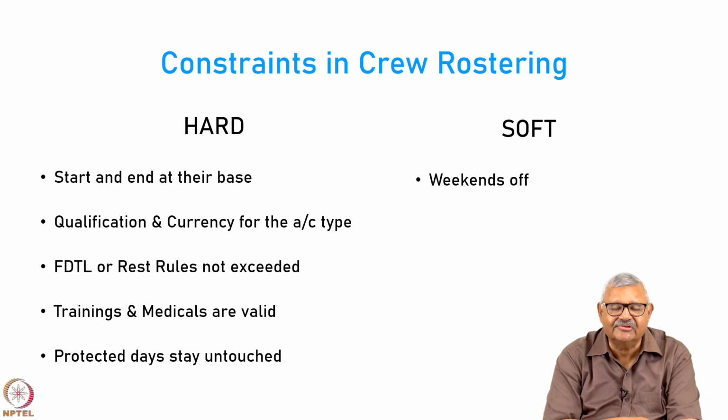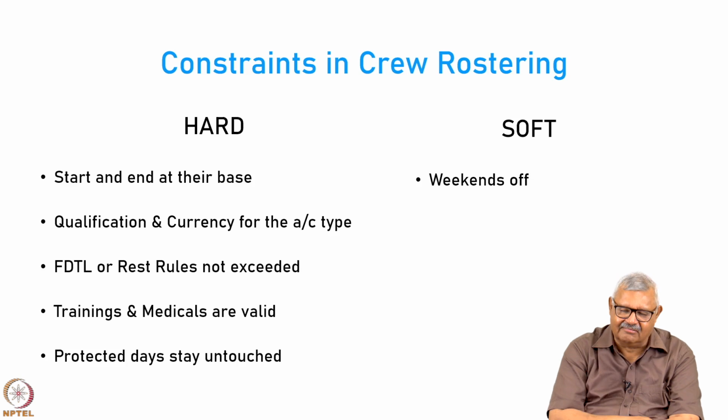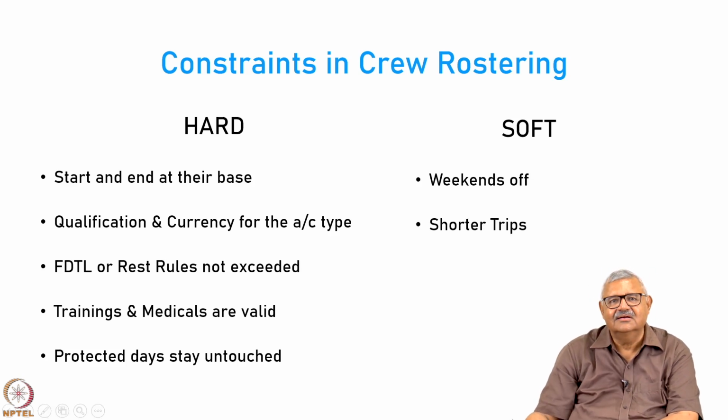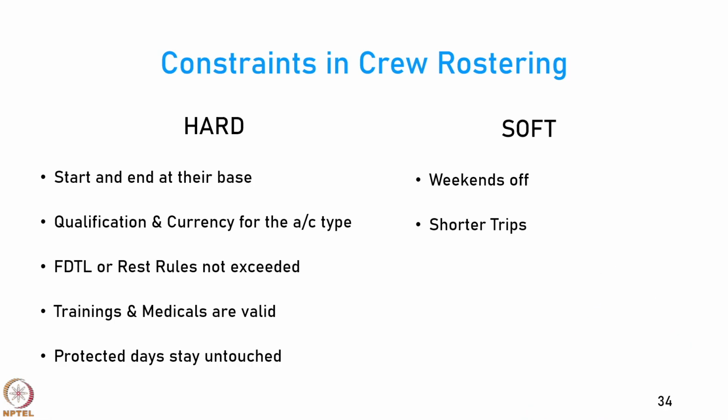But then you have certain soft constraints. Some pilots would request, or crew member would request, to avoid flying on weekends. Some of them would like to prefer shorter trips, and if it is possible, we definitely can meet these constraints. Many of them would say that they would like to avoid red-eye flights. Many of them would say that they have some preferred destinations because they have some relatives or friends there with whom they want to bond or catch up.